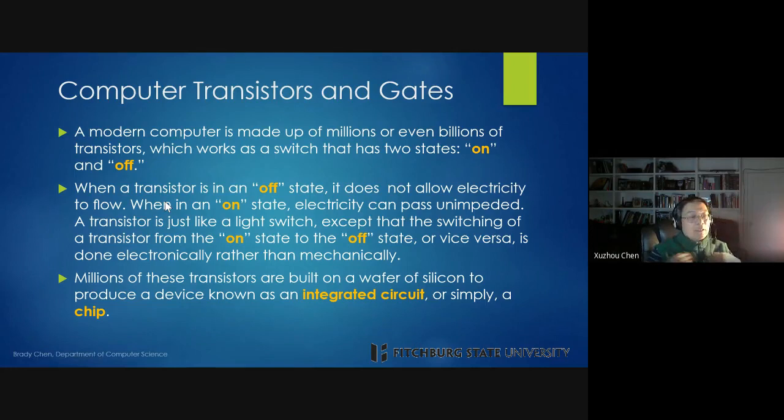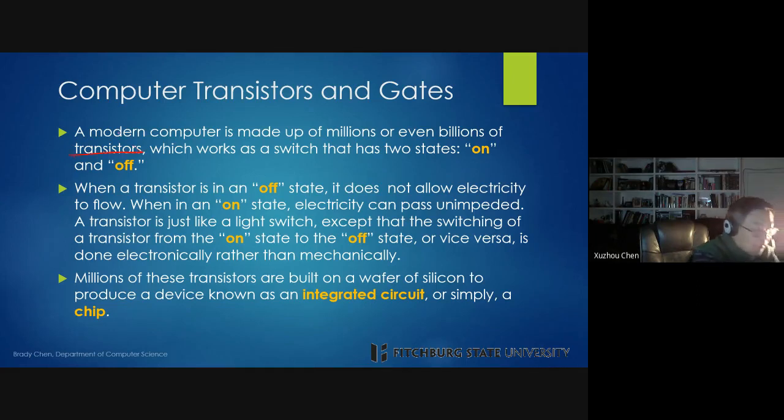Now let's talk about the other one, the computer transistors and the gates. So now, why can we apply Boolean algebra to the modern computer circuit? Let's talk about computer transistors. If you're an EE major, then it's probably a very simple topic for you. Let's say a modern computer is made up of millions or even billions of something called transistors.